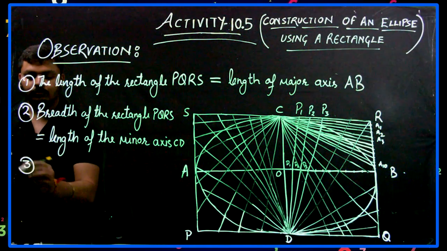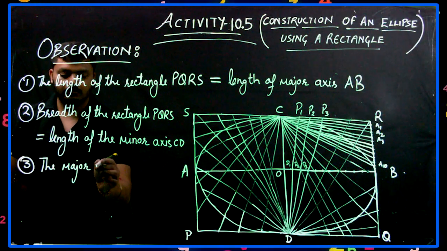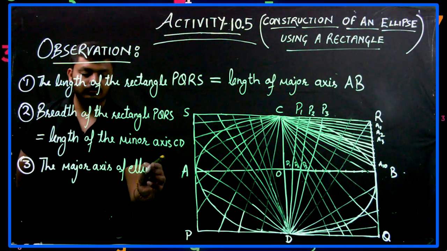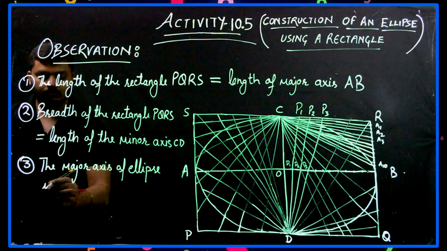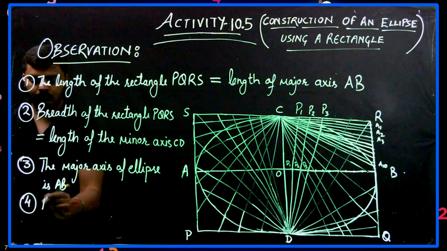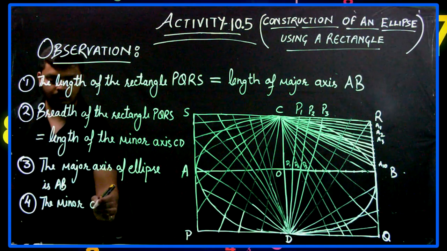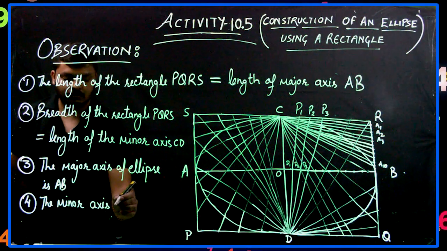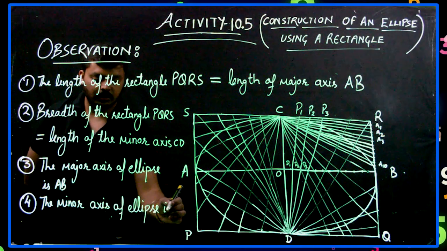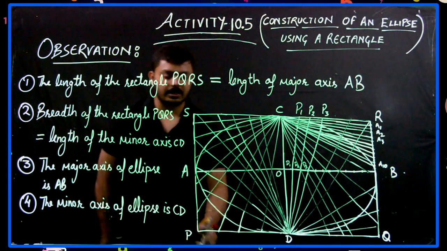Third, the major axis of ellipse is AB. Fourth, the minor axis of ellipse is CD. So AB is the major axis and CD is the minor axis, as I have told you before.